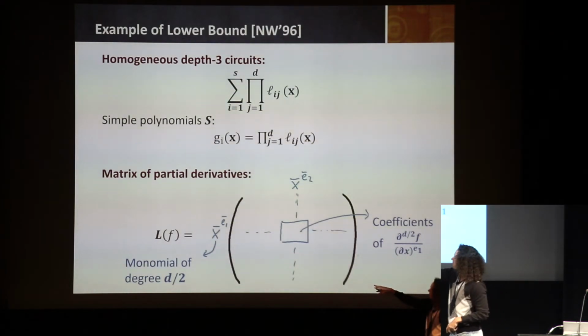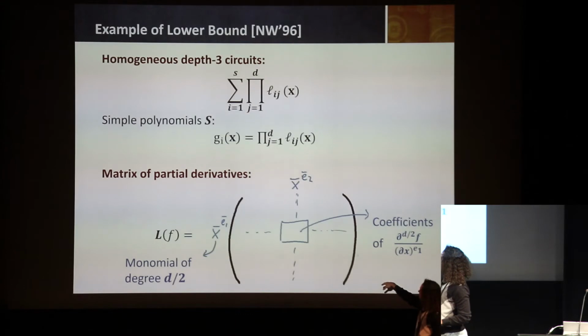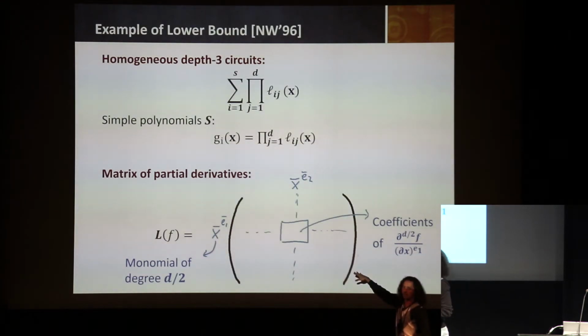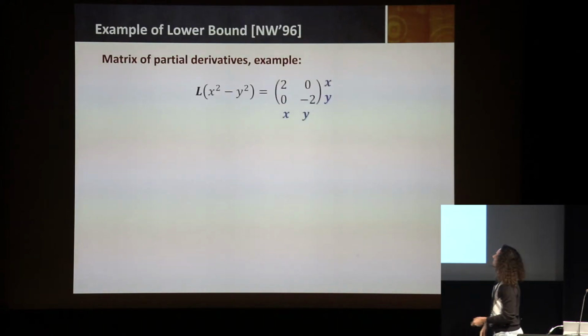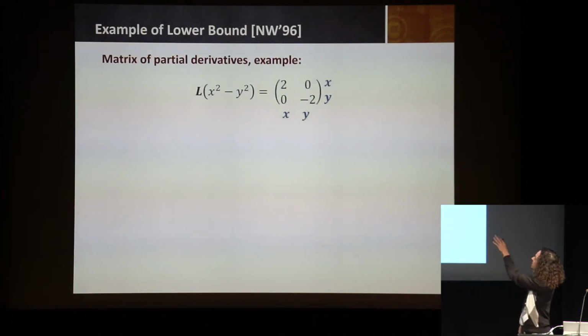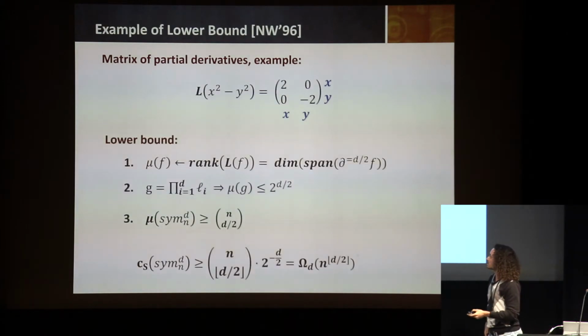For any polynomial f, pick the matrix of partial derivatives where each row is the partial derivative with respect to that monomial. So for example, for x squared minus y squared, you pick the derivative with respect to x and y in each row, and then you have that matrix, and your measure is the rank of that matrix. So how does the lower bound go?